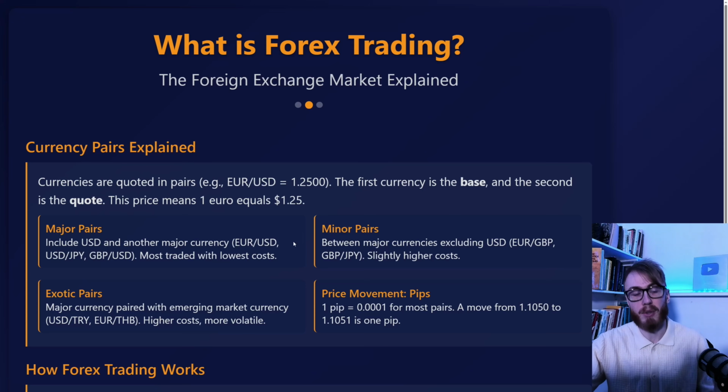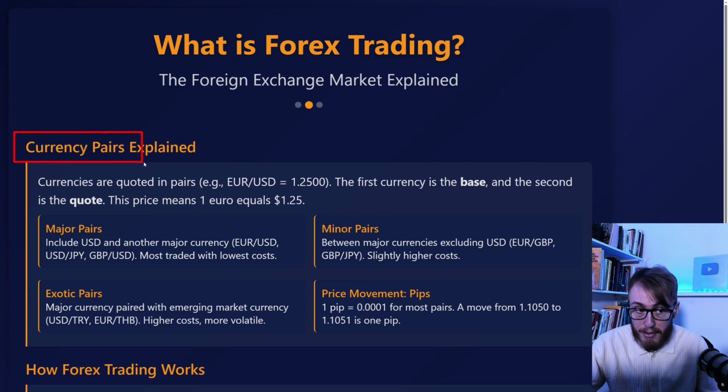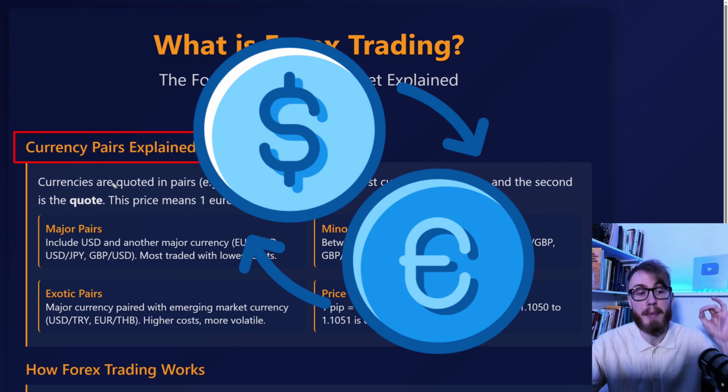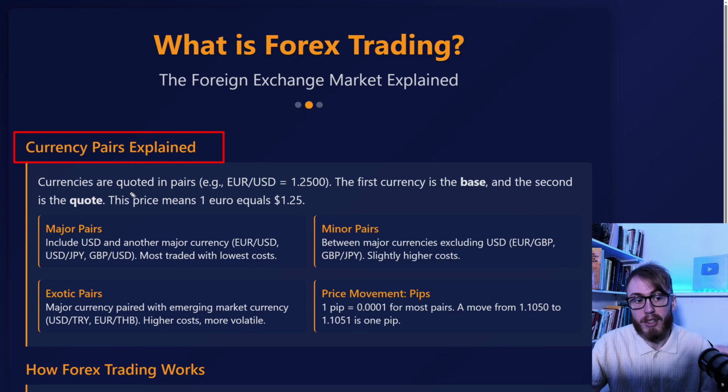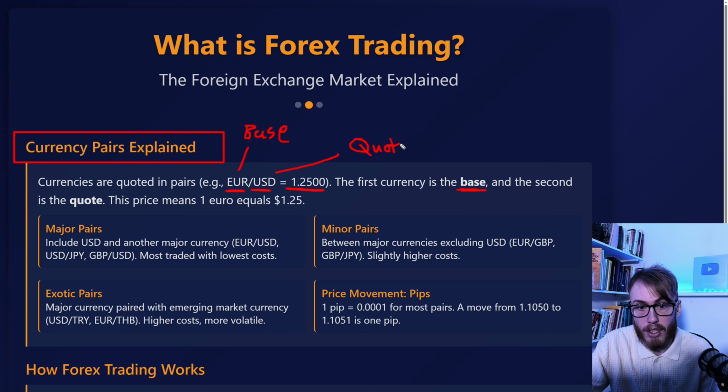But alright, so now let's take a look at something that every Forex trader needs to understand, and that is currency pairs. And first of all, currencies are always quoted in pairs. For example, Euro US dollar is equal to 1.25. The first currency here is called the base currency. So in this case, Euro is the base currency, and the second currency is called the quote currency. So we have base and quote currency.